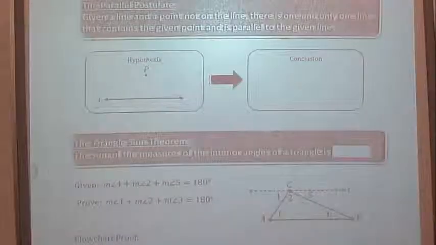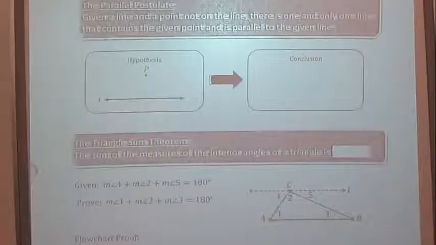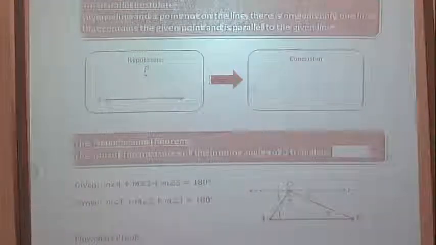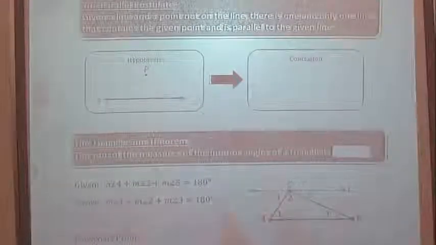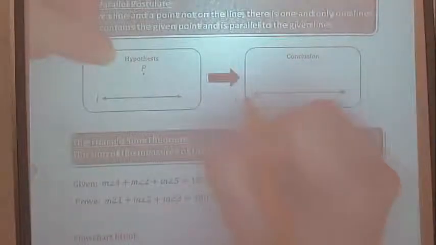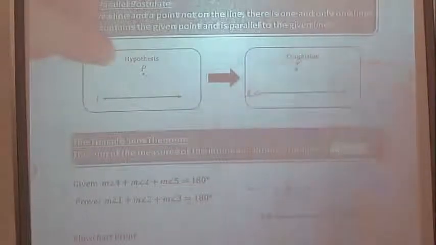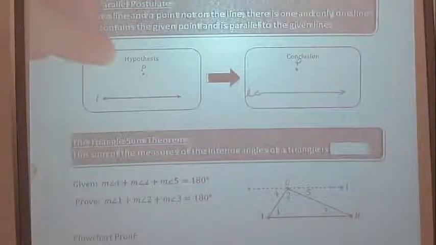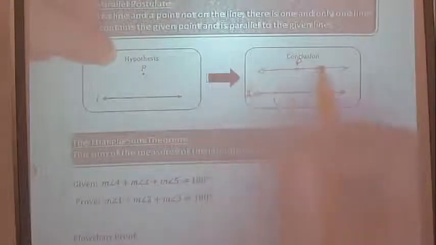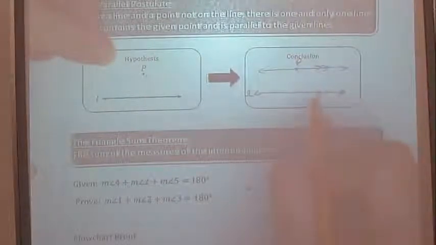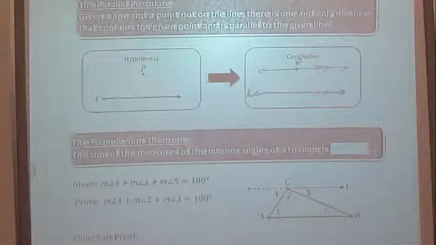To talk about the parallel postulate. Given a line, a point, and a point not on the line, there is one and only one line that contains the given point and is parallel to the given line. Okay? So what that's saying is, if you have this point and you have this line, so there's our line L and there's point P, then you can only draw one line through point P that is going to be parallel to line L. There is no other way to draw a line through point P that is going to be parallel to line L.